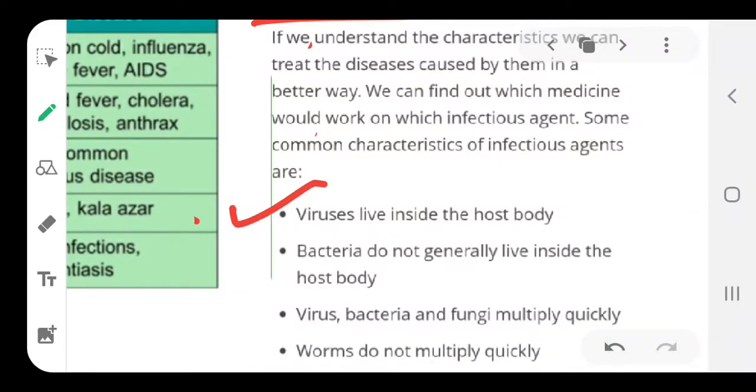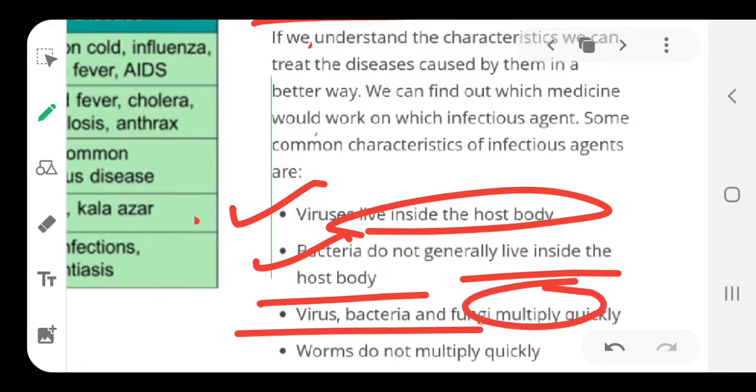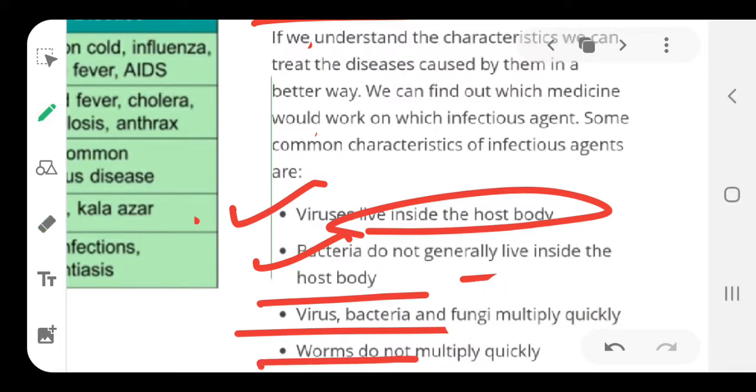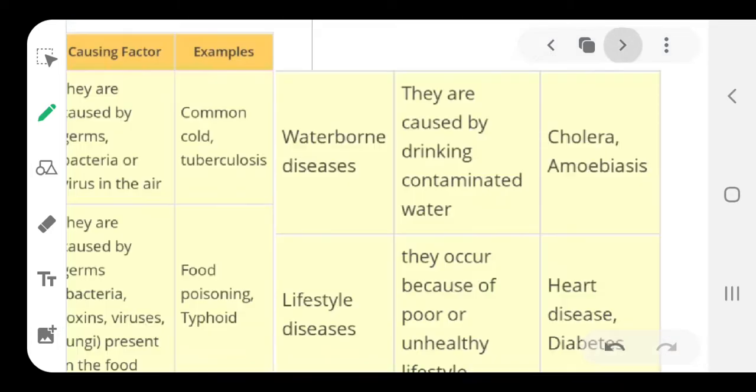In the case of viruses, they need a host, that is the body, to propagate, because if they are out of the body, they are dead. So, when they get the host body, they develop and propagate. Then bacteria generally do not live inside the host body, but viruses do, you know it. And these microbes multiply very fast. Since they multiply very fast, they spread the disease too soon. While in the case of worms, they take a lot of time because their multiplication rate is not on par with the other microbes.